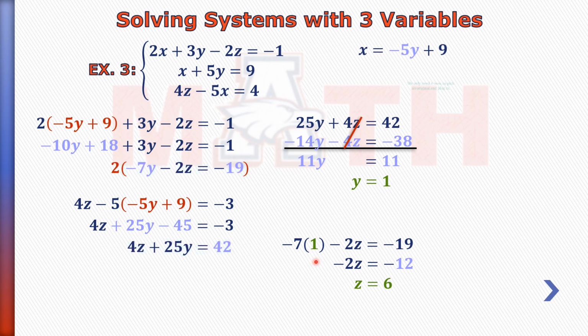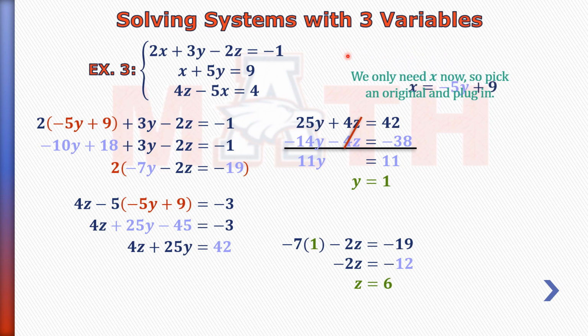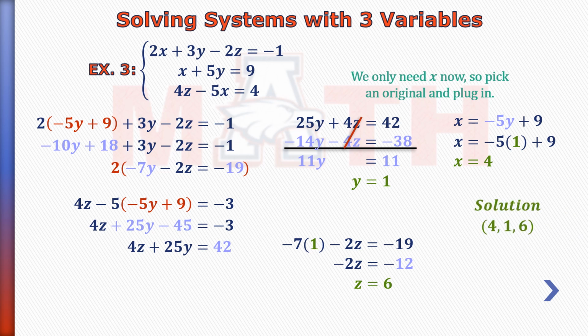We are now ready again to pick one of the originals and solve for x. Now I remind you, it doesn't matter which one I use, but this one was originally an original, okay? The only thing I did to it was move over the 5y. So I'm going to go ahead and use it because I need x and it's set up very nicely for me to solve for x. So let's go ahead and bring it down. And if I replace the y with 1, it looks like we get that x is equal to 4. And we have now our final solution of 4, 1, and 6.